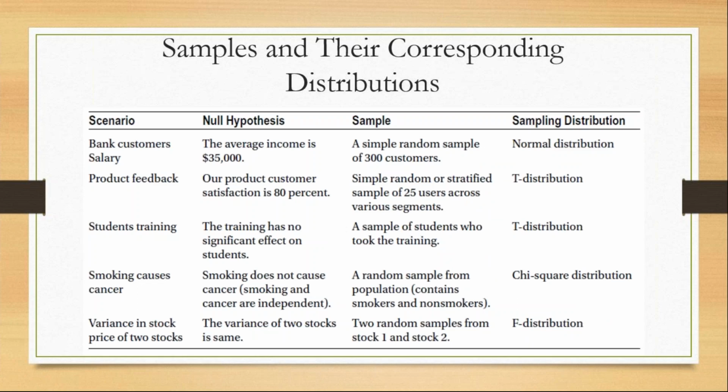So these are a few distributions that I am expected to get. Mainly, if I'm considering bank customers, and I have a null hypothesis that average income is $35,000, and I'm taking a random sample of 300 customers, my sample distribution is expected to be a normal distribution, or what we call a bell curve. In most industries, the appraisal cycle happens and the bell curve comes into the picture. Most of you will be aware of that bell curve. Normal distribution is similar to, or the same as, a bell curve.